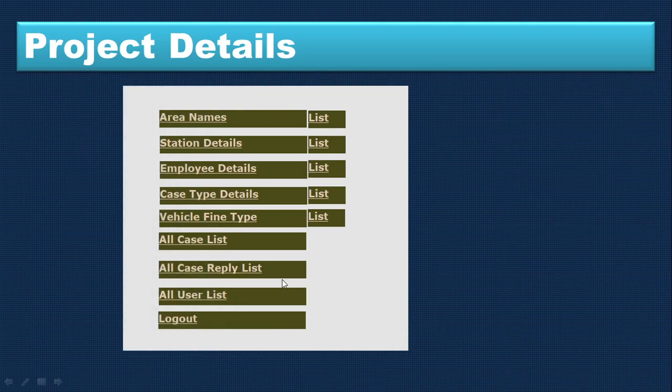Now let's look at the admin. In the admin we can have the area names list, station details list, employee details list, case type list, vehicle fine list, all case list, then the replies for cases that have been done, and then the all user list. So admin can monitor everything and he can enter the main details here.